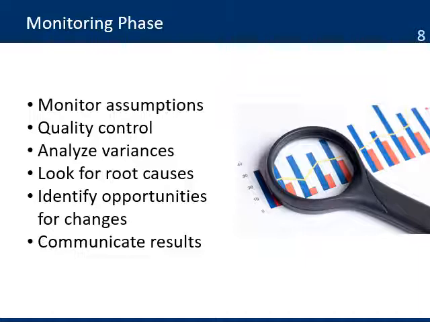Analyze variances, especially changes in your schedule or budget plans caused by external factors in the environment. Look for the root cause. When there are deviations, you need to look at the real causes for the problems to develop the right solutions. Identify opportunities for changes. Changes are not only to fix problems, but also to increase the performance of the project. You need to seek opportunities to increase the impact, quality, and efficiency of the project.